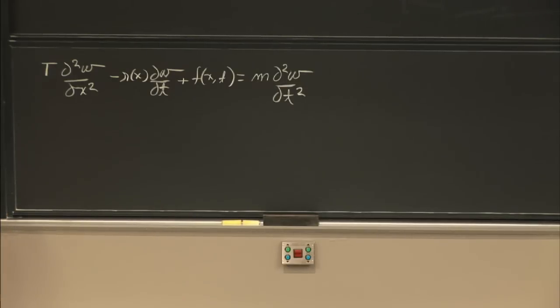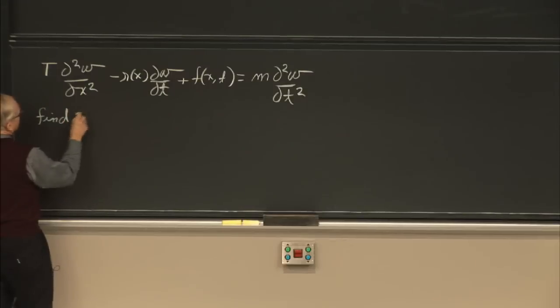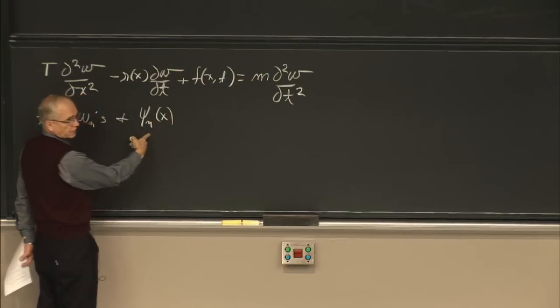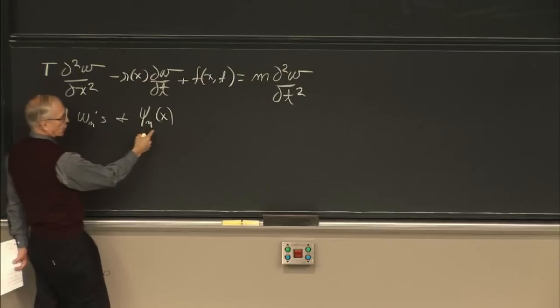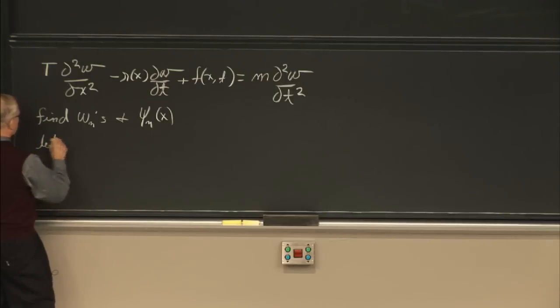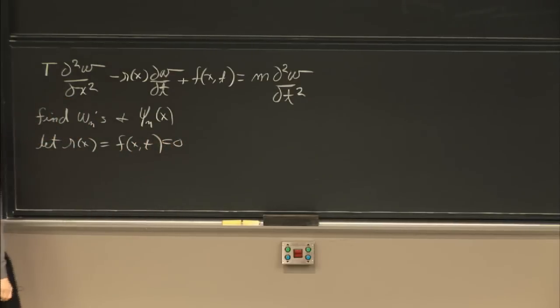Now, if we're interested in natural frequencies and mode shapes, when we've been doing one and two degree of freedom systems and we want to get the natural frequencies and mode shapes, we temporarily let the damping be zero and the force be zero, right? So we want to do the same thing now. We're interested in how you find the omega n's and what I call the psi n's, because now the mode shapes are functions. And so this is the natural frequency and the mode shape for mode n. And we know there's lots of modes. So we let r of x and f of x and t be zero.